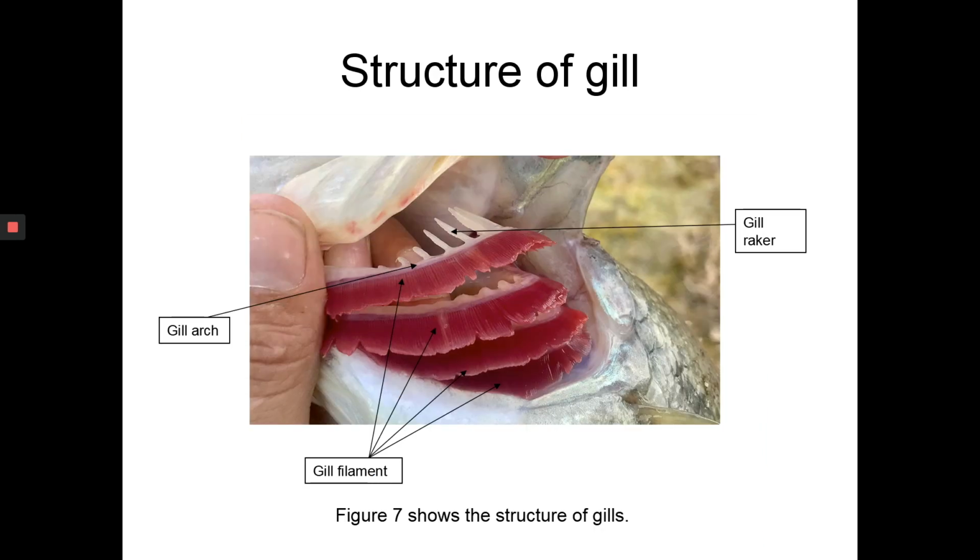So this is the structure of gills. Gills have a few parts. Here we have the gill filament. In this picture we have 4 filaments. So this is the first one, second one, the third one, and fourth one. It also has the gill arch. So this is the gill arch. Between the gill raker and gill filament. So this is the gill raker.